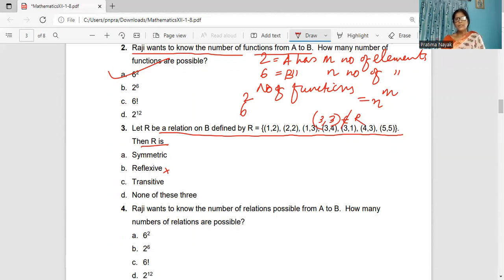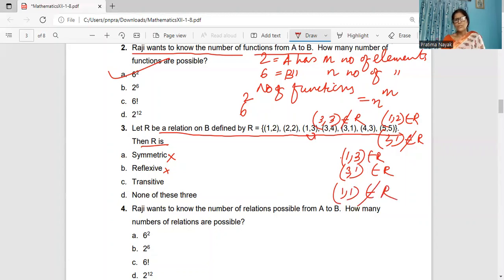So it is not reflexive. Then let us see whether it is symmetric or not. (1,2) is there, but (2,1) is not there. So it is not symmetric. Then let us see for transitive. (1,3) belongs to the relation and (3,1) belongs to the relation. If it were transitive, then (1,1) must be there, but (1,1) is not there. So it is not transitive. So the answer will be none of these 3.